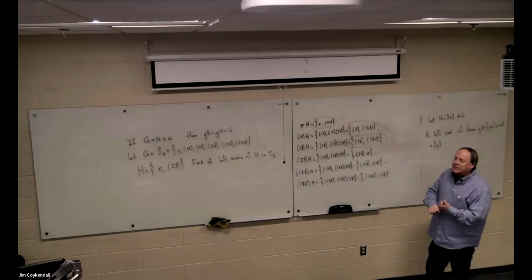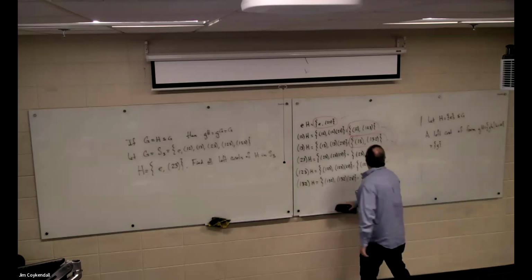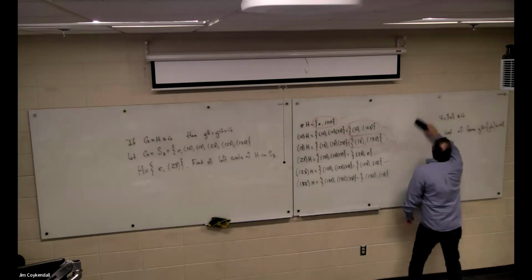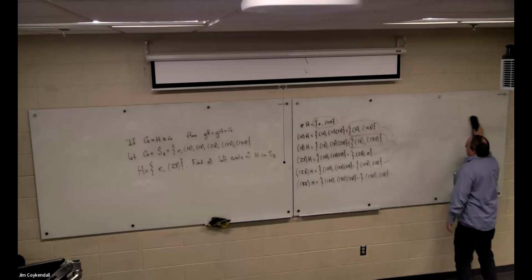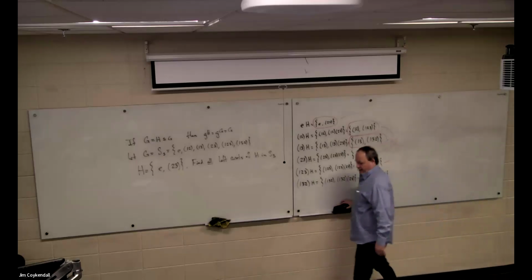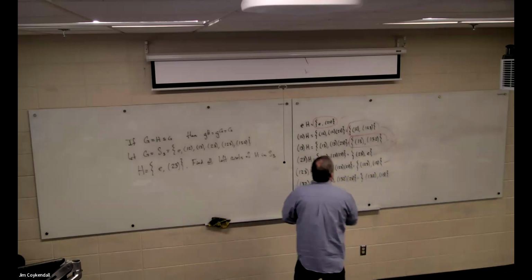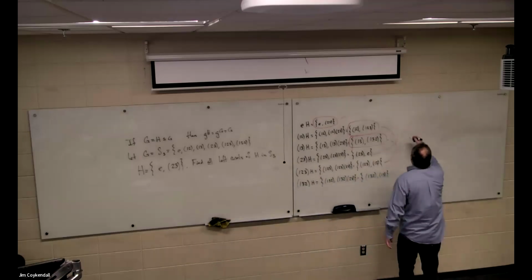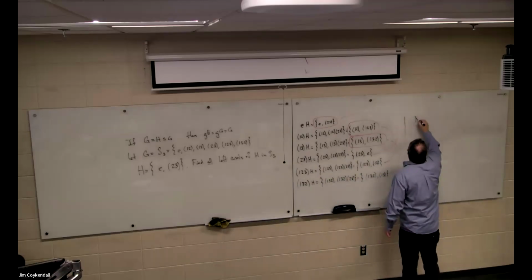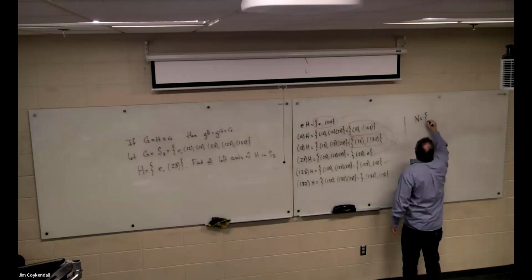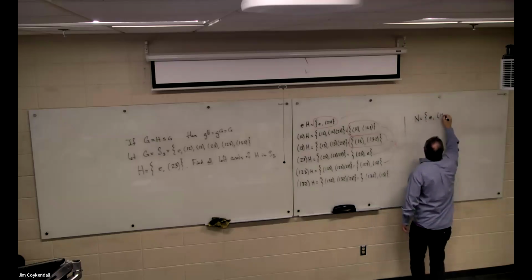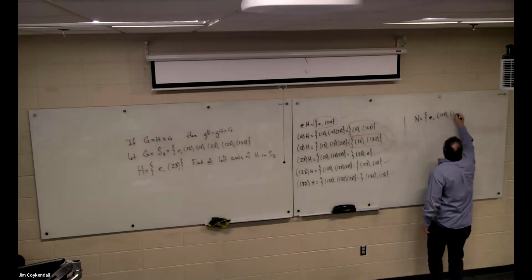So let's do one more collection of cosets. Let me do a different subgroup. I'm going to do cosets with respect to a different subgroup. This time let's do N, which is E, (1, 2, 3).